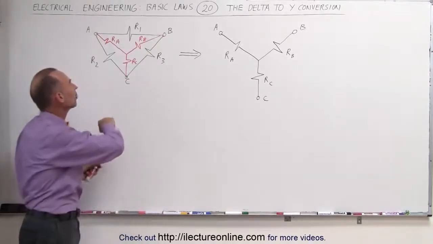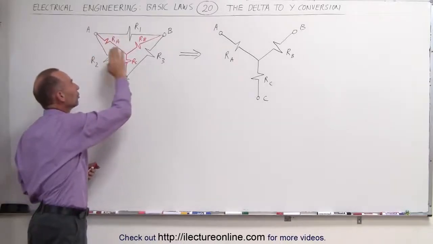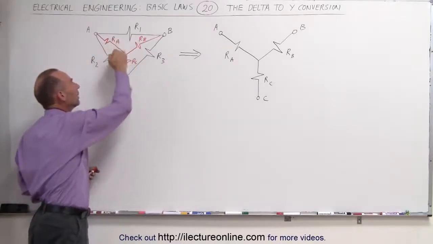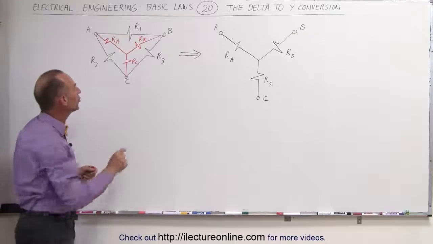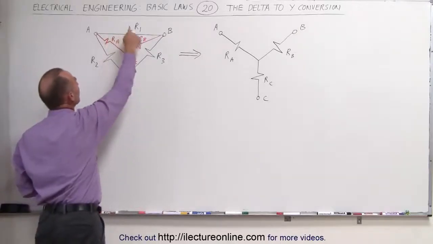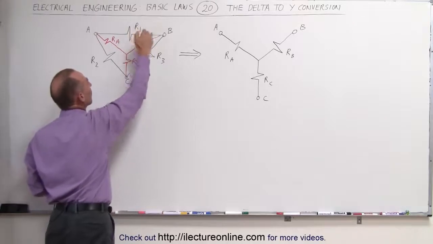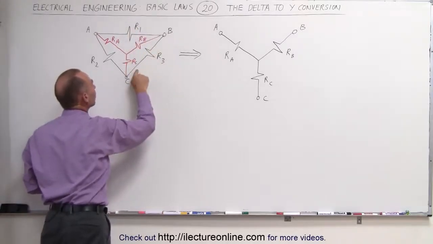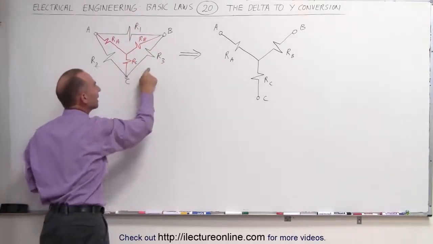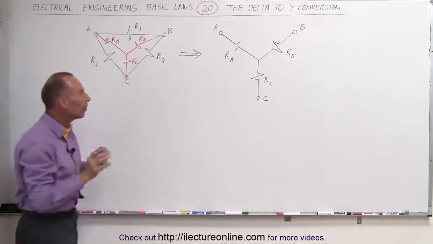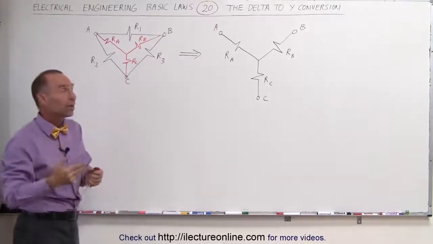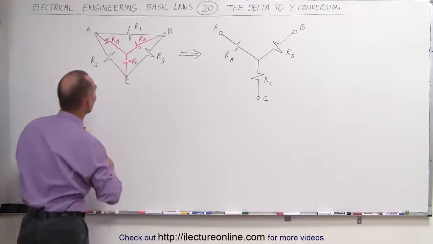But now we need to make a translation between R1, R2, and R3 to RA, RB, and RC. Notice that RA is situated between R1 and R2, RB is situated between R1 and R3, and RC is situated between R2 and R3. It is key to see that. Once you see that, then it's easy to understand how the equations are done.